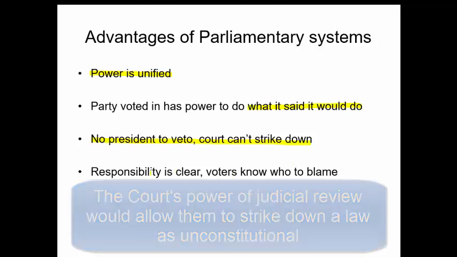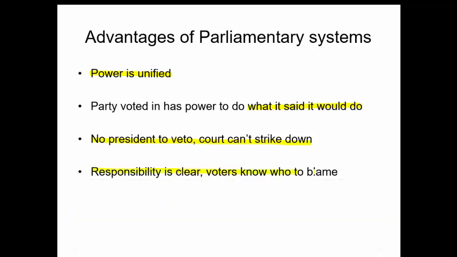So the responsibility is very clear in these parliamentary systems. And as a result, you can't shift the blame. Voters know exactly who to blame. And if they lose faith or lose confidence, then the government could fall apart and a new election could put another party in power.